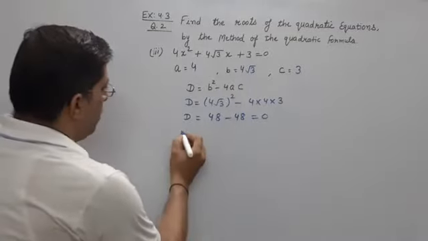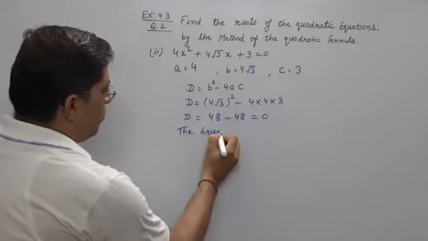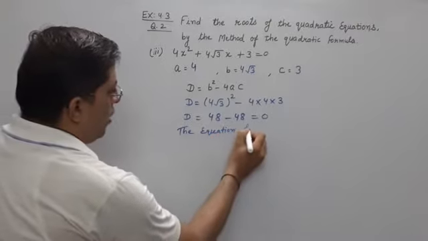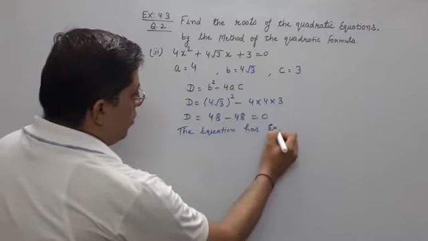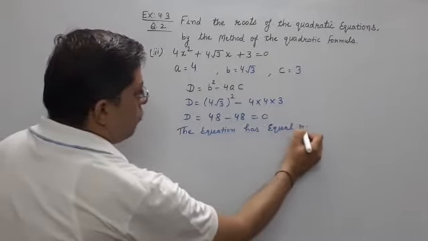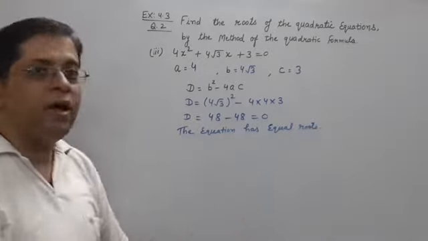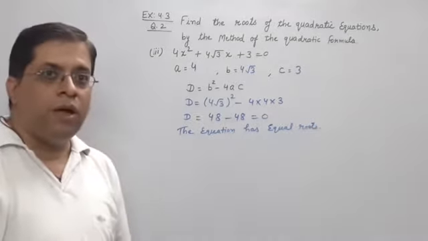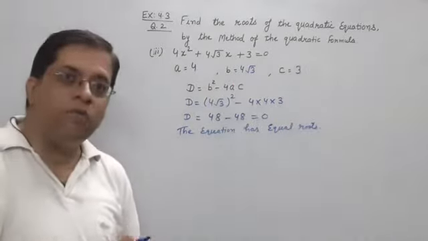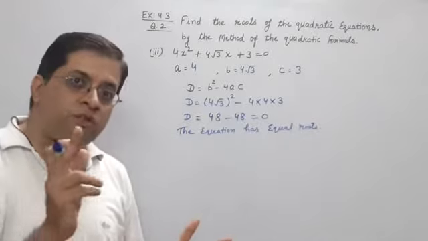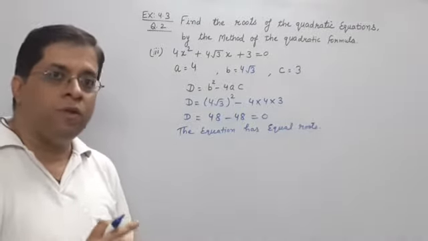The equation has equal roots. If D is equal to 0, then the equation has equal roots. And we have to find them by which formula? By the quadratic formula. Who has given it? Sridharacharya, the mathematician, has given it. And what is the formula?